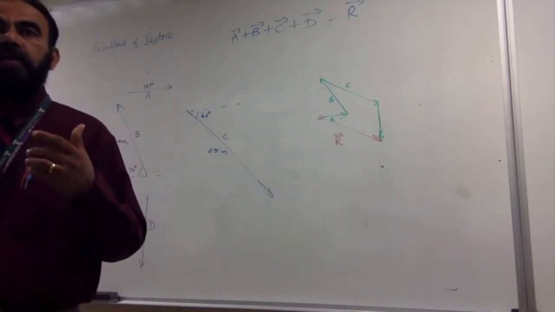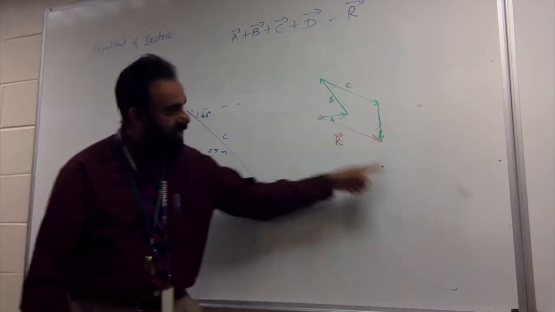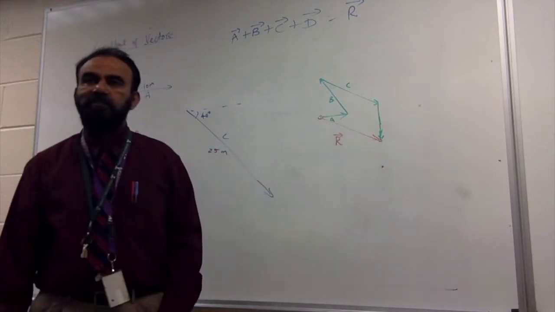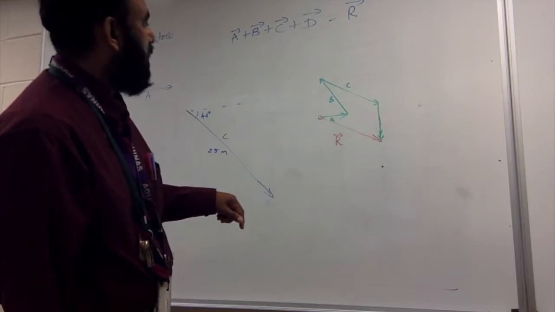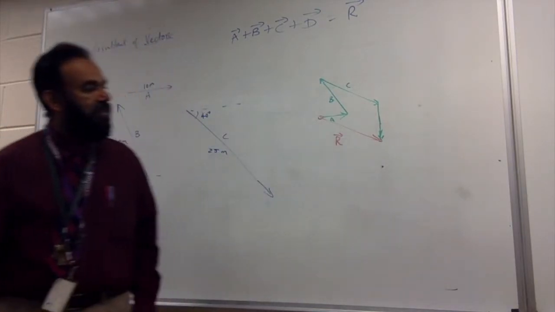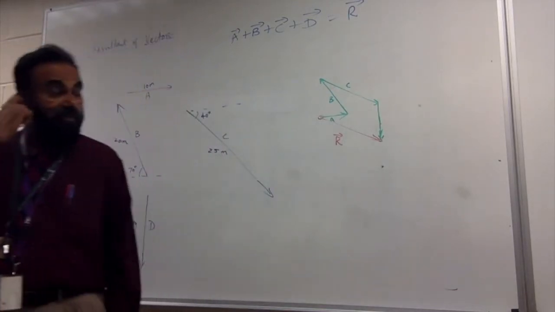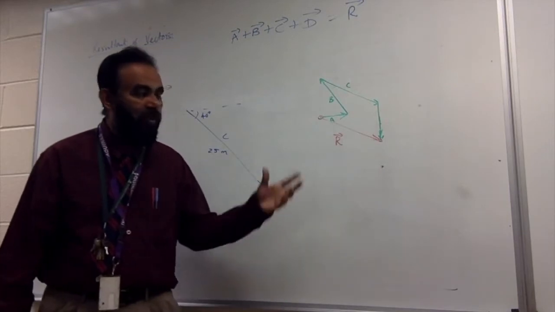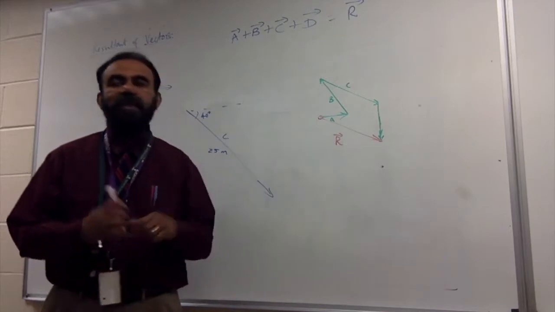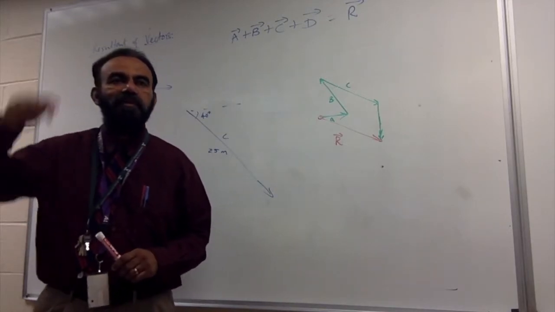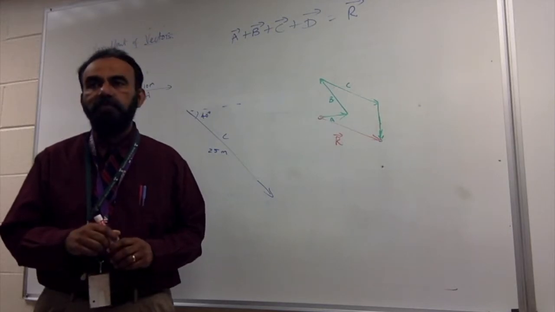Now, how do I get the resultant numerically? What you do is measure this length. Suppose the length of this comes to 4.8 centimeters. If it comes to 4.8 centimeters, how much does it imply? 24 meters. Is it clear?